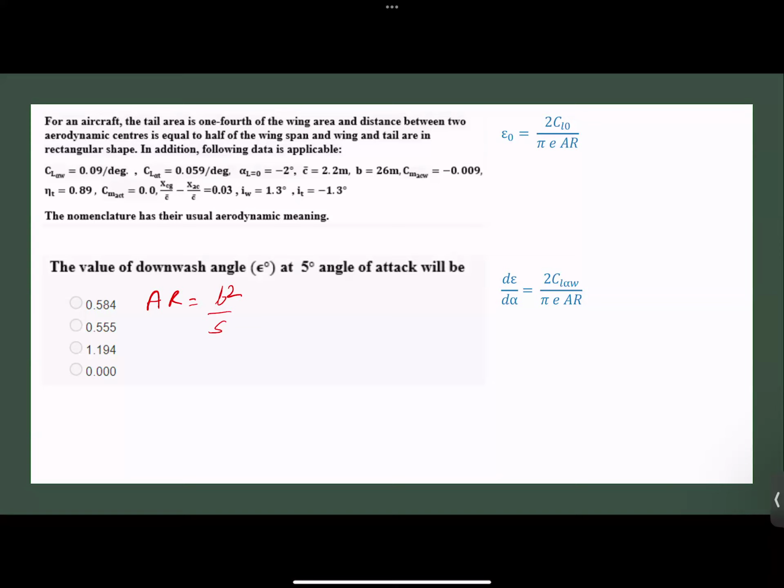For a rectangular wing, B squared by S, where S would be B into C. So this will be B into B by B into C, which is B by C. It will not be 1. Span we have as 26, where C bar is 2.2. This would be the value.